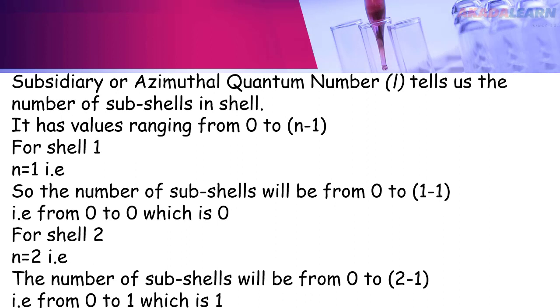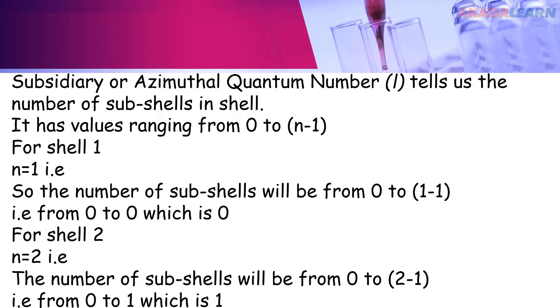So now, let's take a look at the subsidiary or azimuthal quantum number, which is represented by L. It normally tells us the number of subshells in a shell. It has values ranging from 0 to n-1. So, for shell 1, n is equal to 1. That is, the number of subshells will be from 0 to 1-1, i.e. from 0 to 0, which is 0.